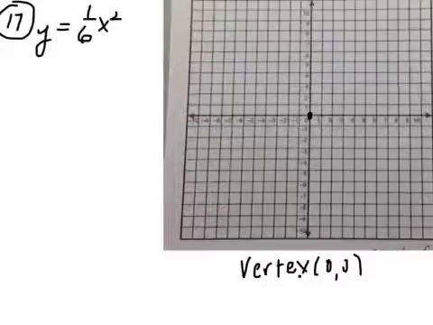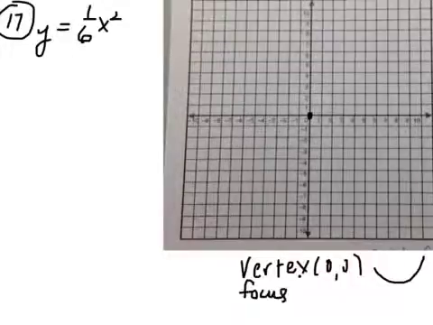Now, we've got a y and we've got an x squared term. That tells me my parabola is going to open up. Since it's a positive 1/6, it's going to open up. That means that if this is my vertex, my directrix is going to be somewhere on the y-axis. So we're going to want to find the focus, and we're going to want to find the directrix. The directrix is going to be a horizontal line.